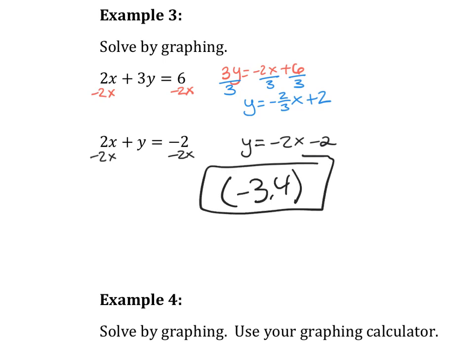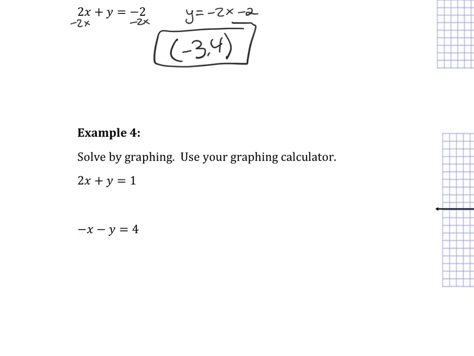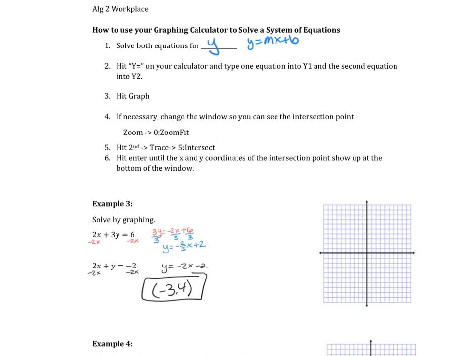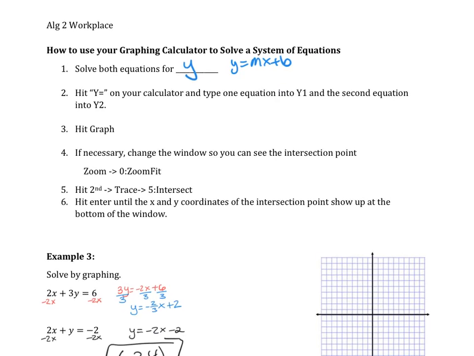Okay, and so that is how you can use your calculator. So I want you guys to go ahead and try example 4. So you have to get y by itself first. Plug it into your calculator, y1, y2, and then just follow the directions up here to get that intersection point. So go ahead and try example 4.